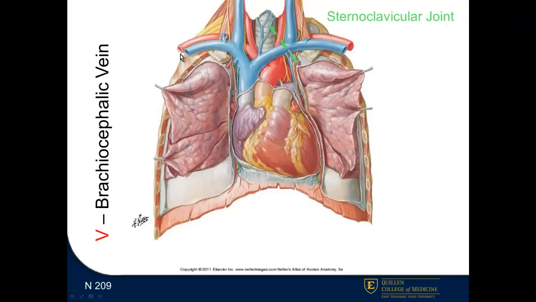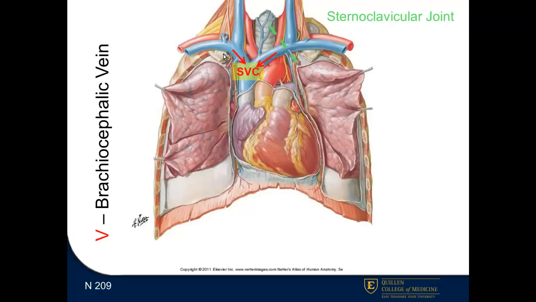The right brachiocephalic vein is going to be formed when the right subclavian vein and right internal jugular vein merge to form the right brachiocephalic vein. Notice I said internal jugular. That's because the external jugular comes into the subclavian vein just a little proximal to where the internal jugular meets. So once we've formed our brachiocephalic veins, they're going to merge to form the superior vena cava.